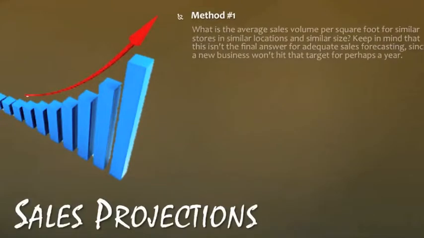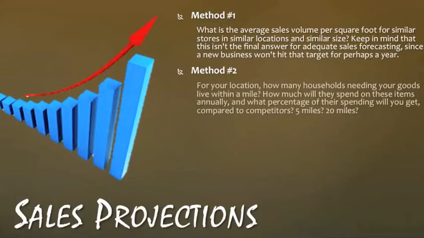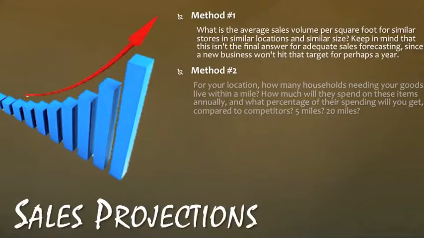So method number one, what's the average sales volume per square foot for similar stores in similar locations and similar size? Keep in mind this isn't the final answer for adequate sales forecasting, since a new business won't hit their target for perhaps a year. Another method, for your location, how many households needing your goods live within a mile? How much will they spend on these items annually, and what percentage of their spending will you get compared to your competitors? Then you can move this out 5 miles, 20 miles.